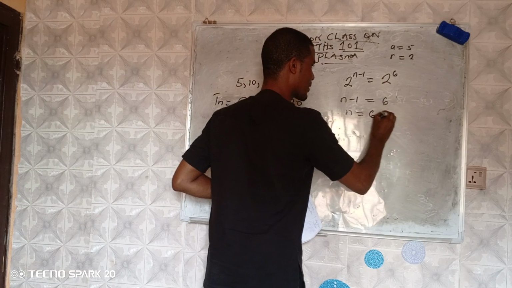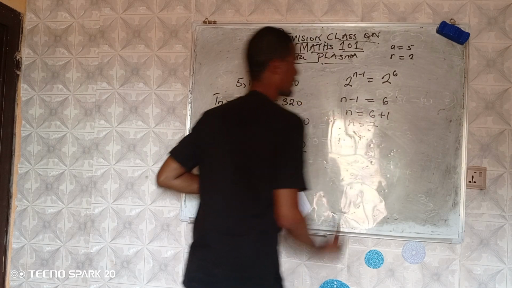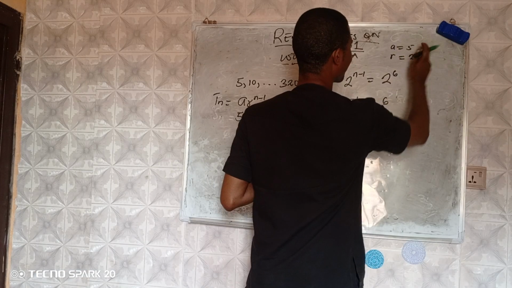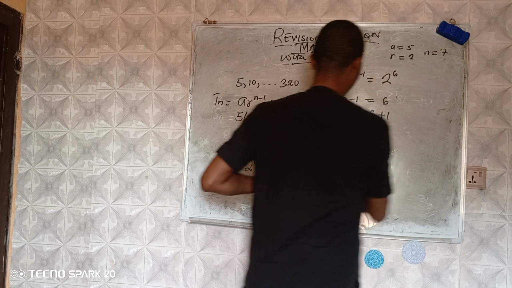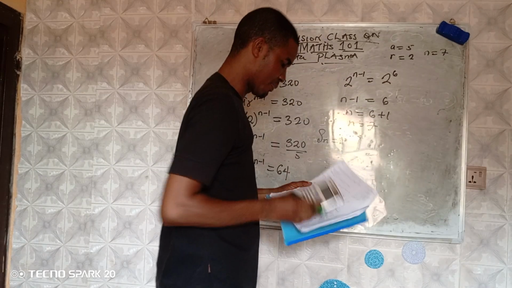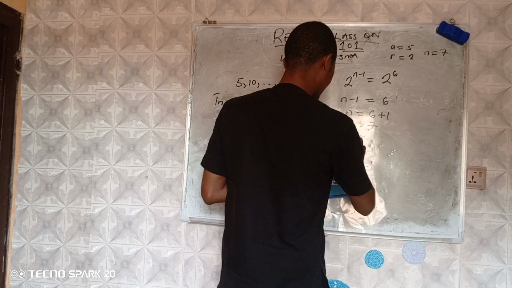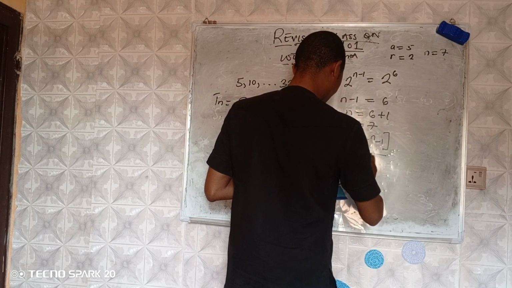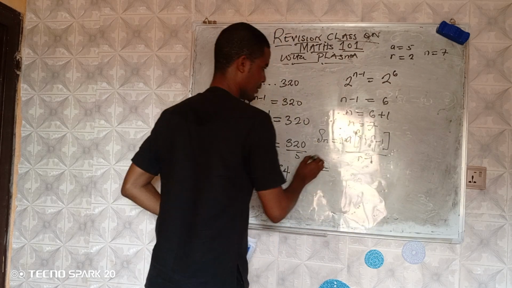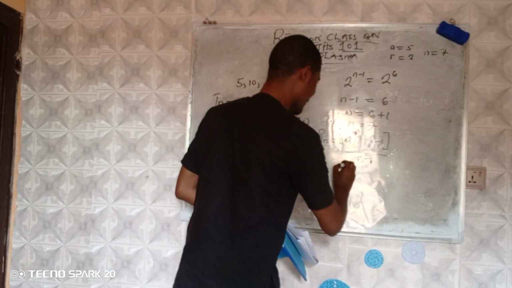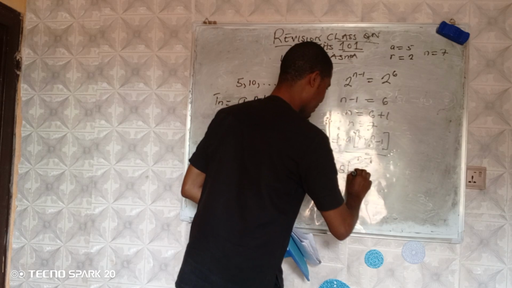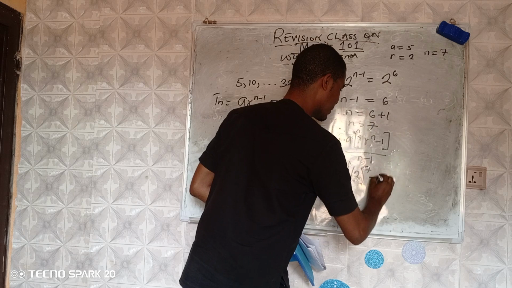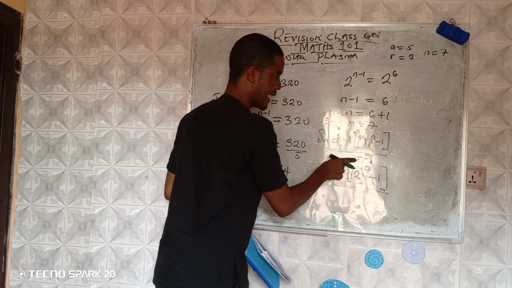Then n becomes 6 plus 1. n is equals to 7. I've got the value of my n. If I get the value of my n, that means my a is 5, my r is 2, my n is equals to 7. Then my Sn will now become a into r^n minus 1 over r minus 1. My a is 5, my r is 2, my n is 7, my r is 2.